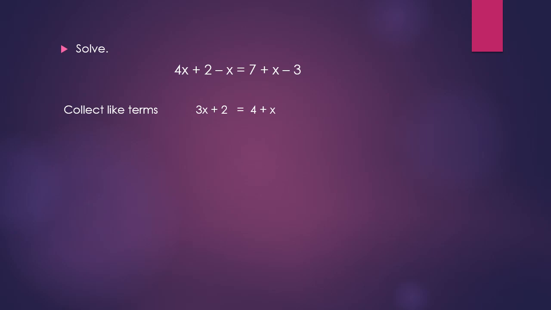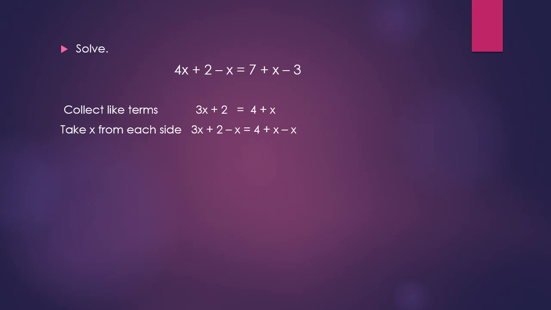Now let's move on to the right hand side. Collect the like terms on the right hand side. You can collect positive 7 and negative 3. Positive 7 and negative 3 makes positive 4. Then plus x is remaining. Right? The first step is collecting the like terms. Then after that you can solve the equation.